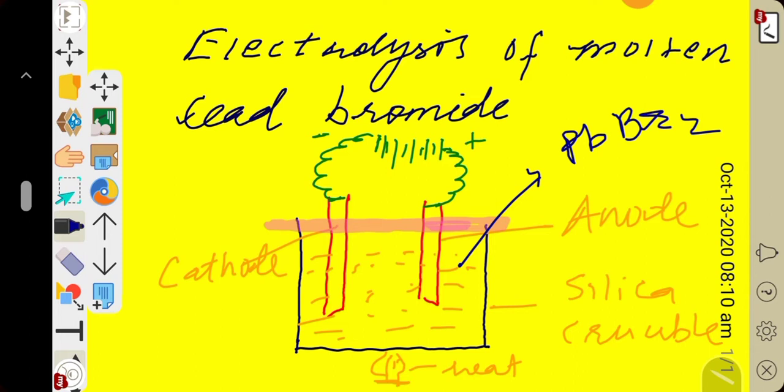We will use an electrolytic cell made of silica. The electrolytic cell will be a crucible made of silica. Crucible means a container made of silica. The electrodes will be graphite plates, which are inert. They are connected by copper wires to the terminals of a battery. So let us start how the process takes place.